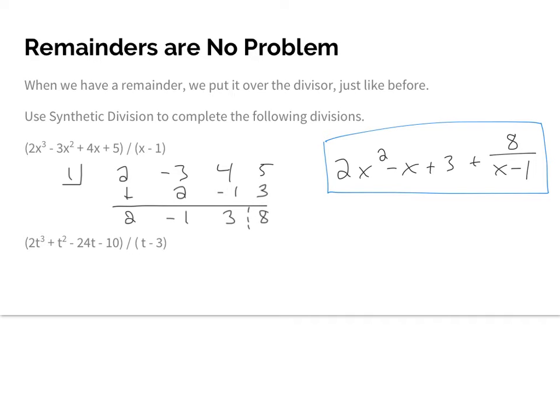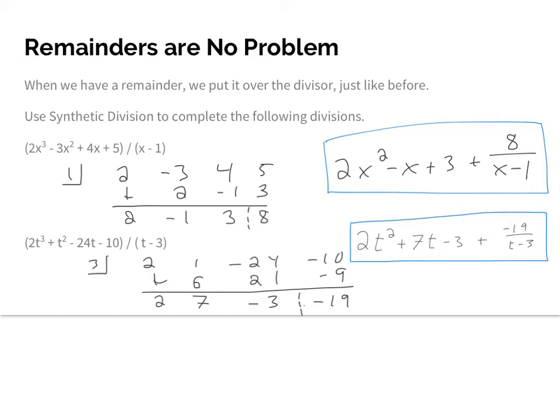All right, how'd it go? And that's what we end up with. Remember, once you use synthetic division here, to go back and use the correct variable, it should be 2t squared plus 7t minus 3 plus negative 19 over t minus 3. Certainly, you could replace this here with minus and make your numerator 19. Either way is acceptable, but there you go.